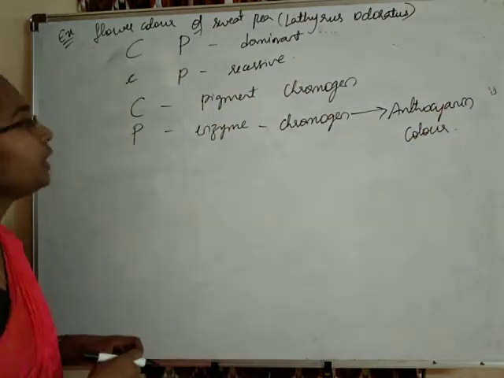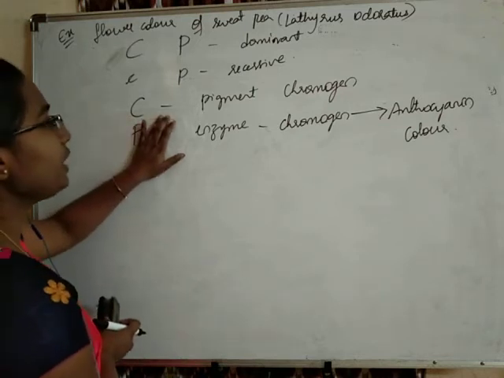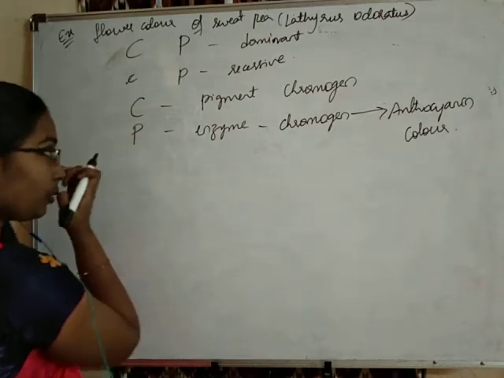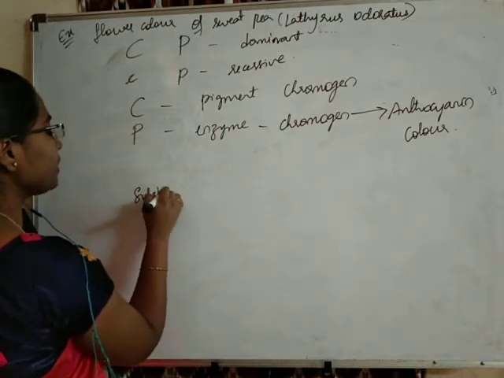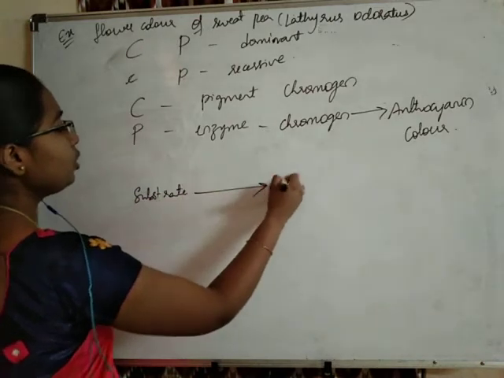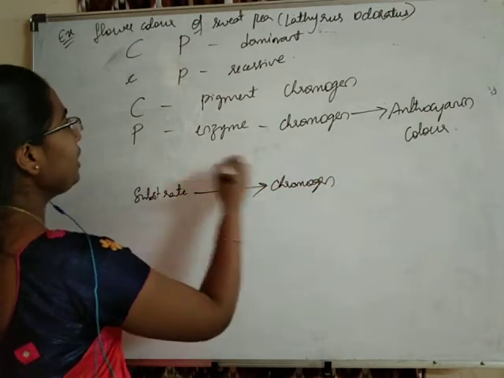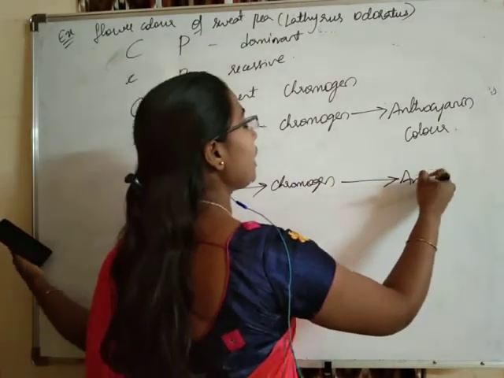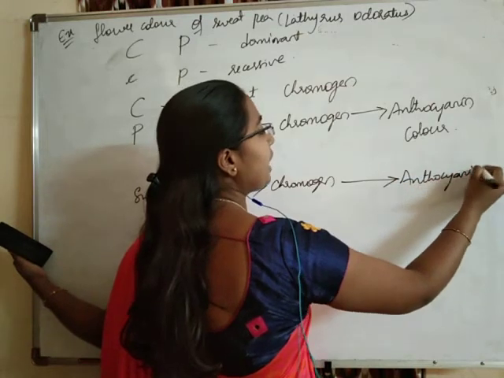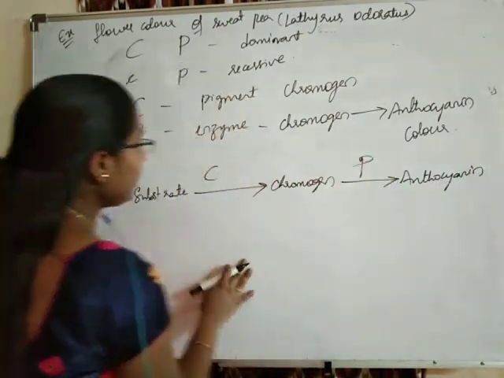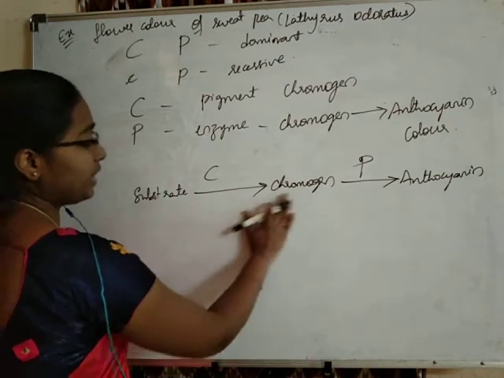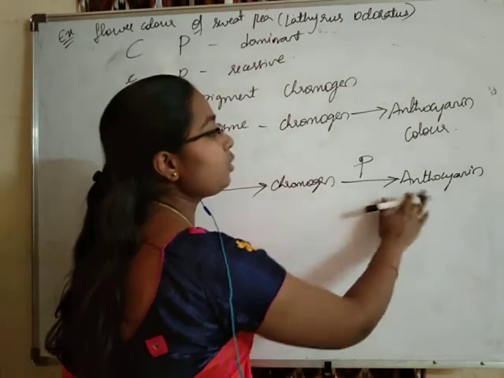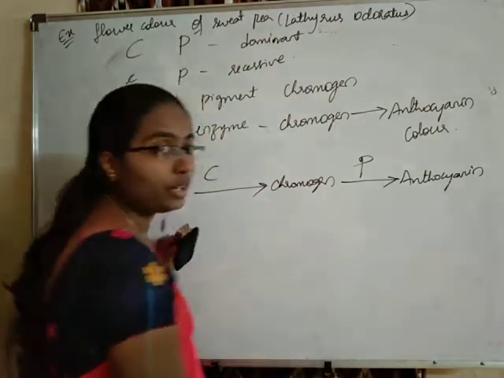Okay, this is how it works. Anthocyanin is formed by the enzyme produced by the P gene. Students, some substrate is converted into chromogen by CLL, capital C, L, L. Chromogen is converted into anthocyanin by PLL. Remember this equation. Substrate is converted into chromogen by CLL, and then PLL converts it into anthocyanin. This will give the color to the flowers.